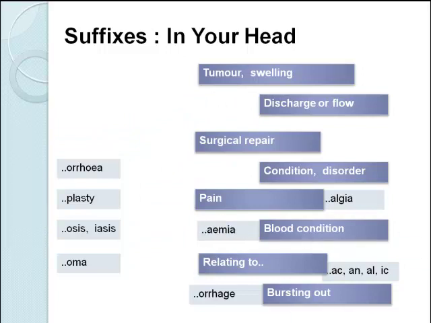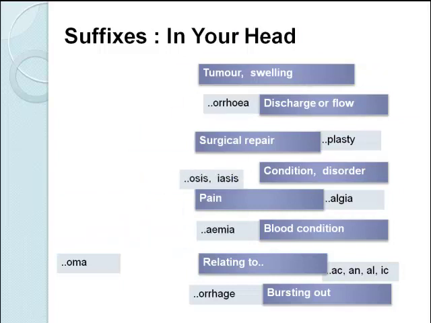Emia is a blood condition. Rrhea is discharge or flow. Plasty, surgical repair. Osis and iasis, condition or disorder. And last but not least, oma means tumour or swelling. And remember, a tumour means a mass or a lump.